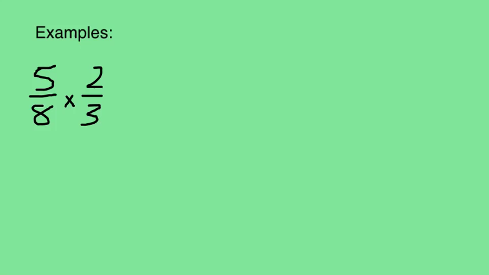Okay, so let's look at your first example. You have 5/8 times 2/3. So we're simply going to multiply the numerators. 5 times 2 is 10. And we'll multiply the denominators. 8 times 3 is 24. And then when I look at my answer, I realize that I can reduce this. So I can reduce it by an even number. It's 2 by 2. So this becomes 5/12.